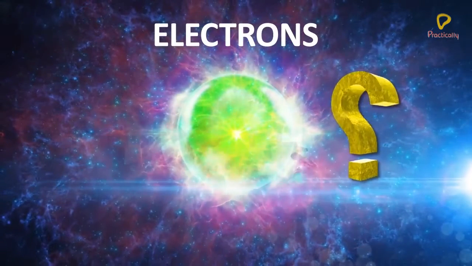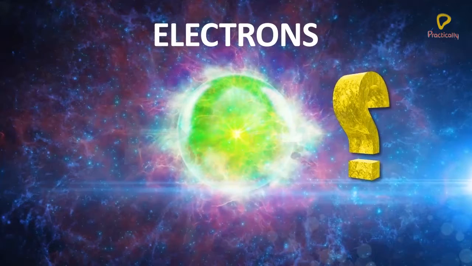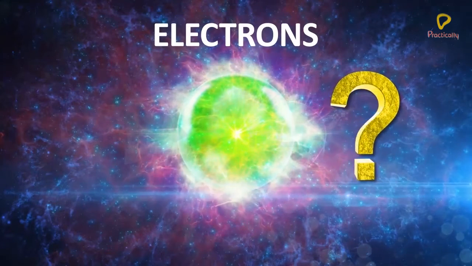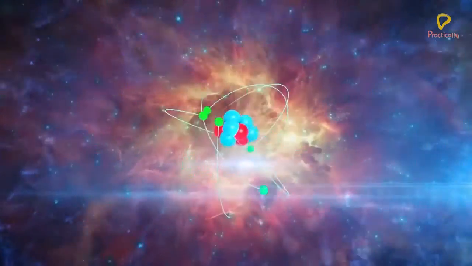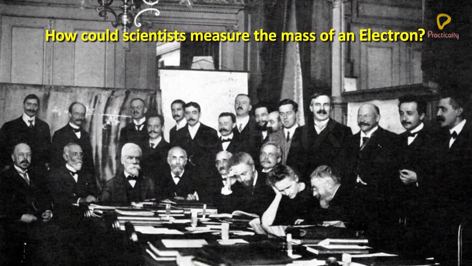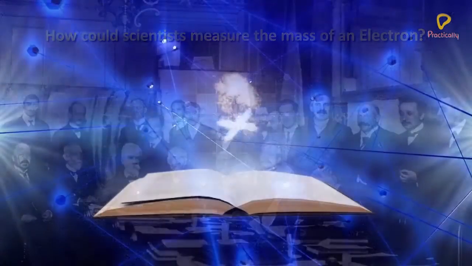How was the mass of an electron measured? Was an instrument used to measure it? Surprisingly, no. How then could scientists measure the mass of an electron? Let's find out.